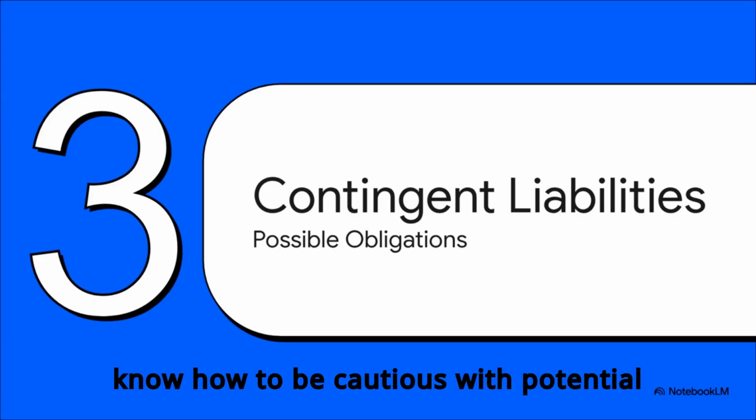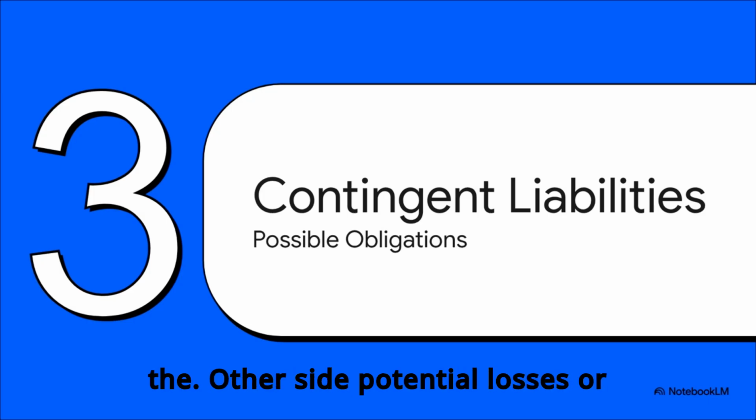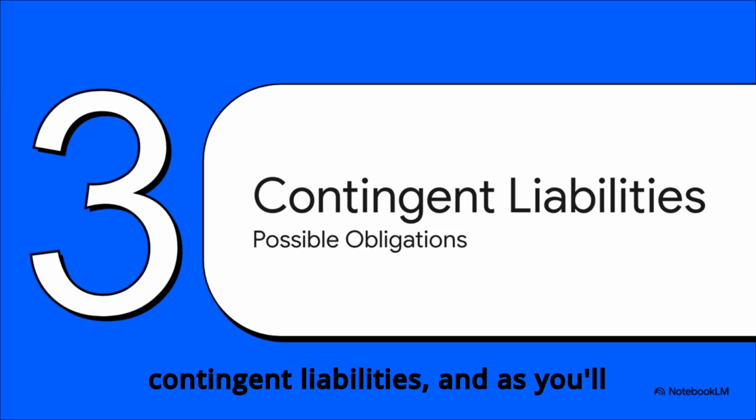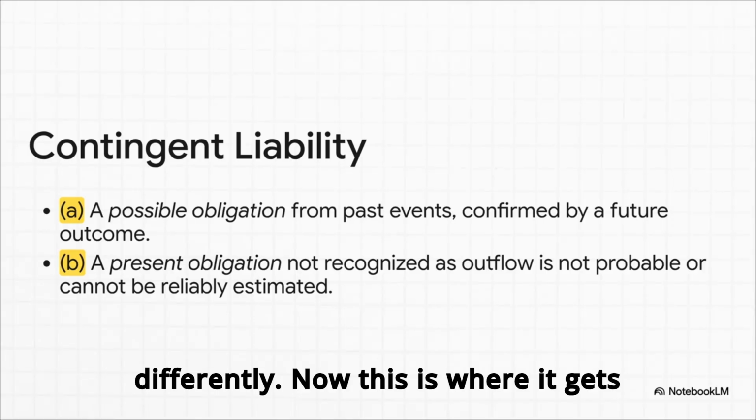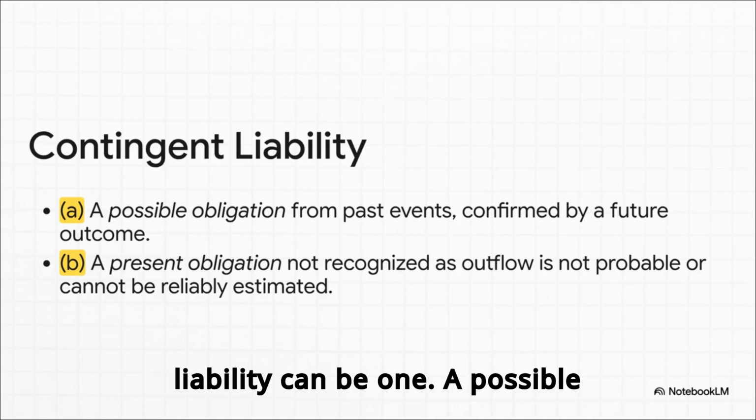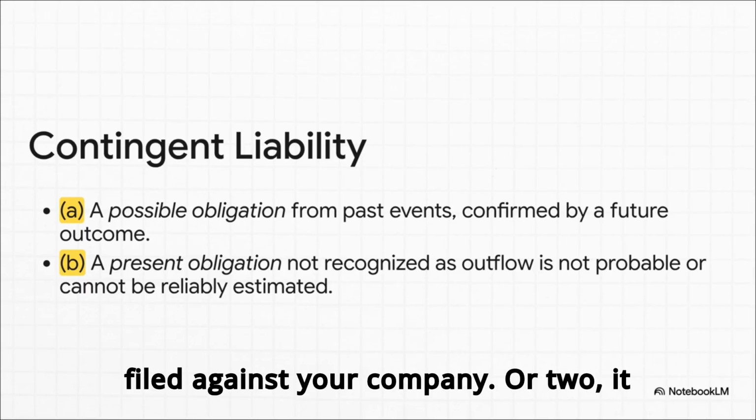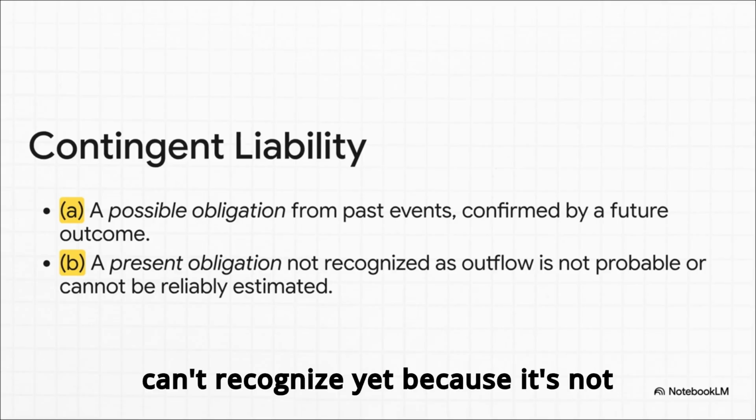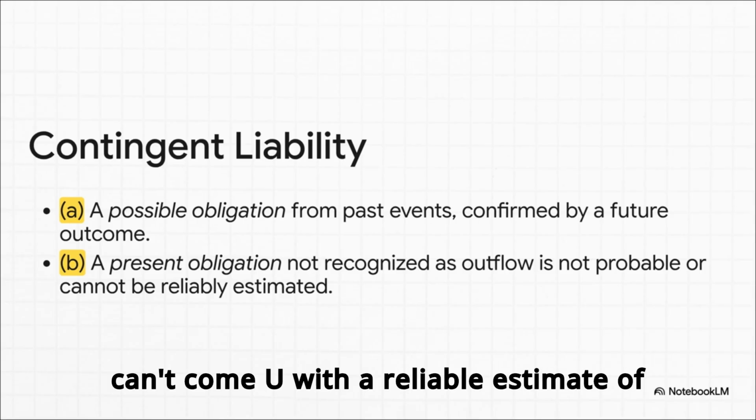Okay, so we know how to be cautious with potential wins. Now, let's flip the coin and look at the other side, potential losses or possible obligations. These are called contingent liabilities, and as you'll see, accounting treats them very, very differently. Now, this is where it gets really interesting, because this definition has two parts. A contingent liability can be, one, a possible obligation, like a lawsuit someone has filed against your company, or two, it can be a present obligation that you can't recognize yet because it's not likely you'll have to pay, or you just can't come up with a reliable estimate of the cost.